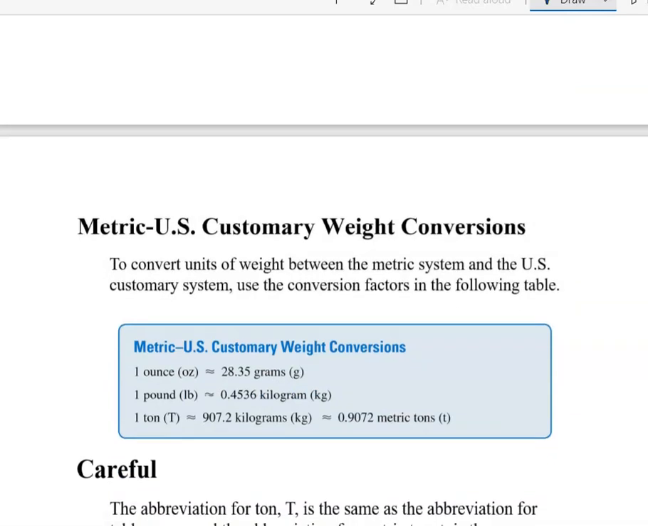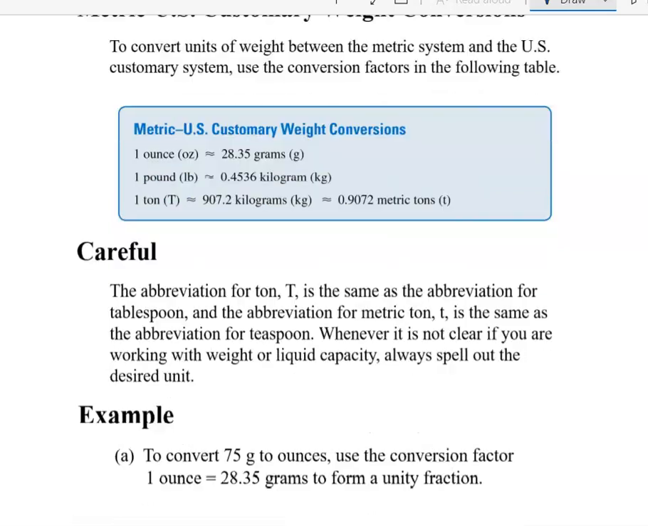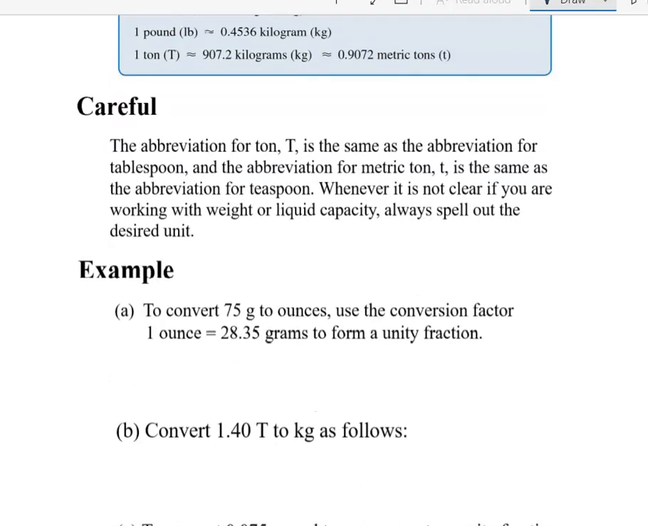To convert units of weight between the metric system and the U.S. customary system, we use the conversion factors in the table. And we've got several conversions there: ounces to grams, pounds to kilograms. We've even got tons to kilograms and to metric tons. Be careful because the abbreviation for tons, T, is the same as the abbreviation for tablespoon, and the abbreviation for metric ton, T, is the same as the abbreviation for teaspoon. Whenever it's not clear if you're working with weight or liquid capacity, always spell out the desired unit. So we want to convert 75 grams to ounces.